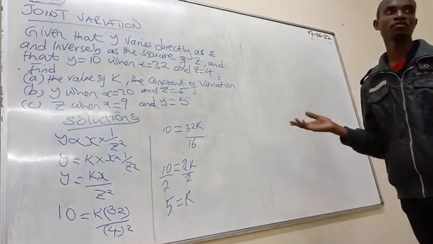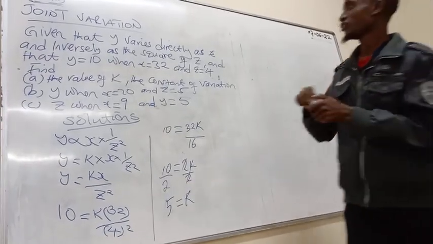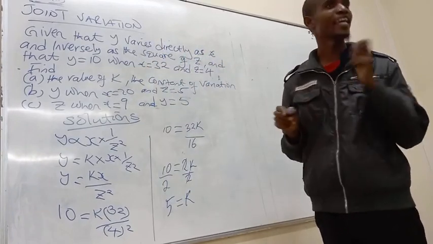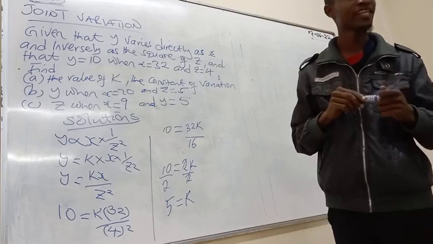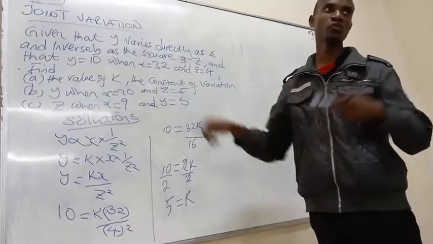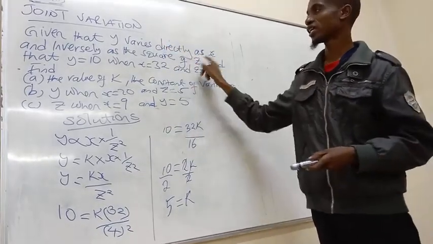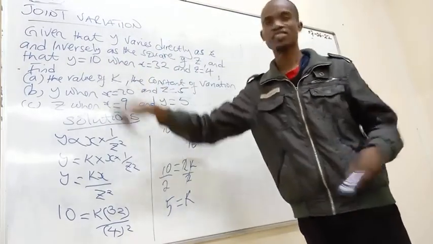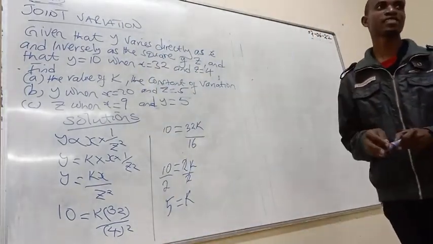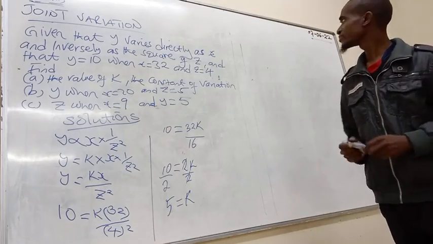As you can see, they are combined, direct and inverse. If they didn't mention direct, just know the first part will still mean direct. Inverse they will always mention. Whether they mention direct or not, just know it's direct. So that's question A.